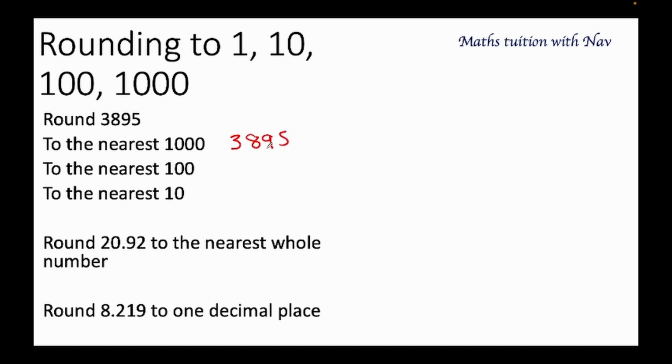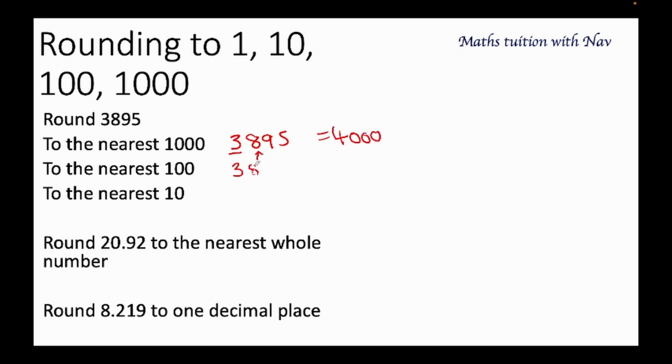Start off by seeing which one of these numbers represents the thousands for place value, and it will be 3, for 3,000. The number behind it, we've got the 8 here. Now if this number is 5 or more, we round up, okay? Otherwise we leave it. So it is more than a 5. That's going to be 4,000 rounded to 1,000.